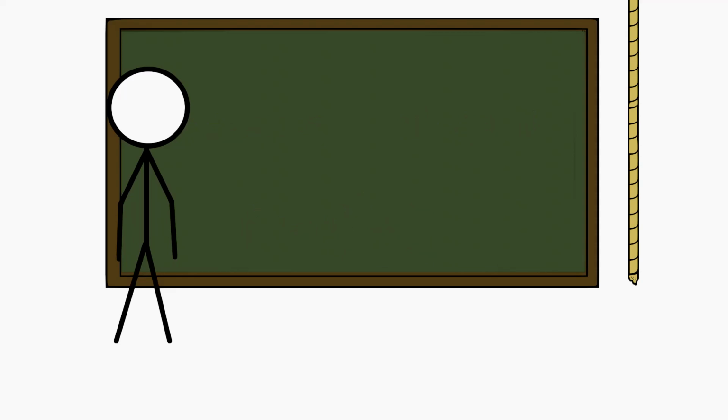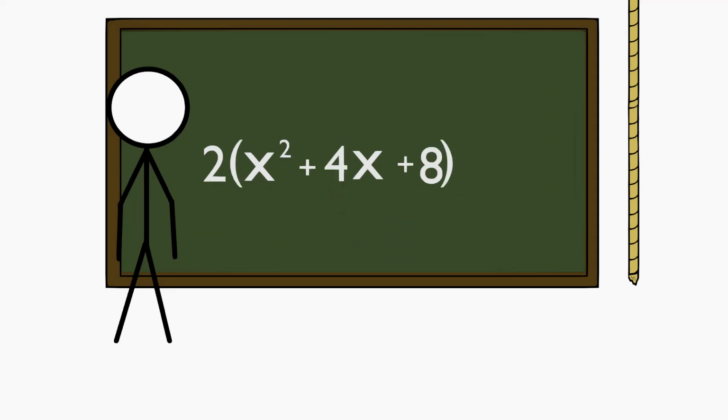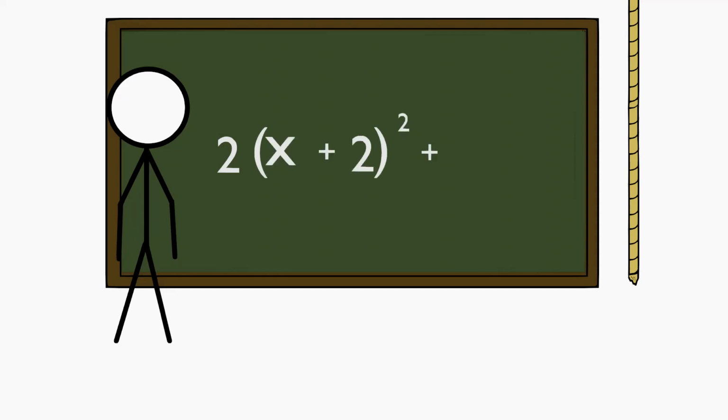Simply, all you need to do is divide the entire expression by the value of a, or factorize it. So, if you have an expression like 2x squared plus 8x plus 16, you'll divide the whole expression by 2, and just keep it in brackets. So you'll have 2 times x squared plus 4x plus 8. Then you can complete the square normally as we did before. After completing the square in this example, you will get 2 times x plus 2 squared plus 4, which you could expand to get 2 times x plus 2 squared plus 8.